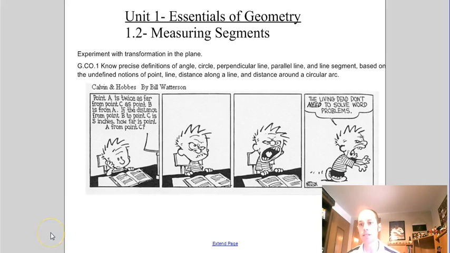Okay. Calvin doesn't agree with doing much work, but Calvin's not as much of a hard worker as you are. So let's get to work now and follow along in your notes. And as always, pause, rewind if you need to catch up or hear something again. So let's get started here.